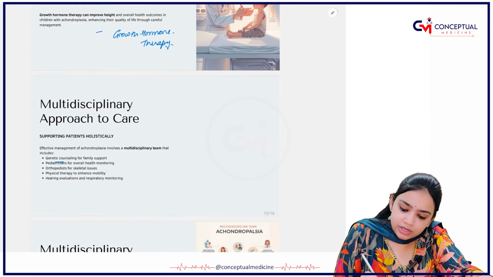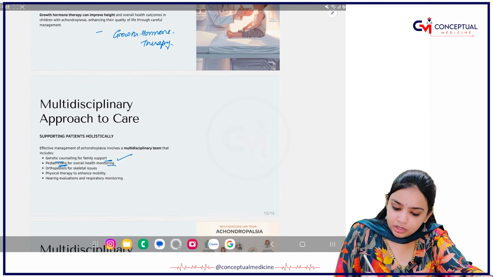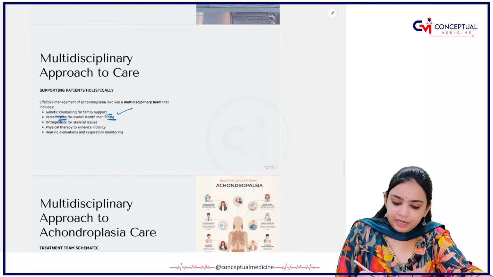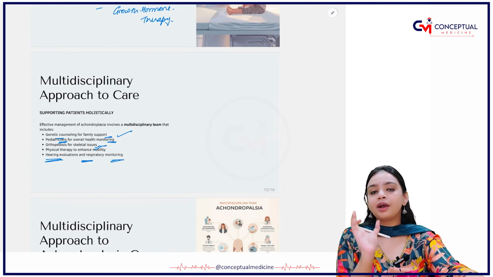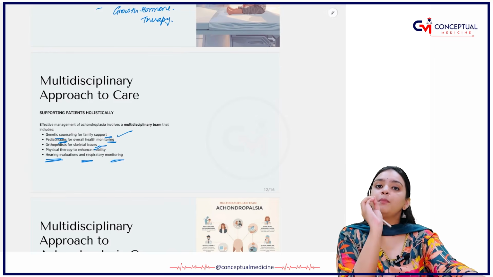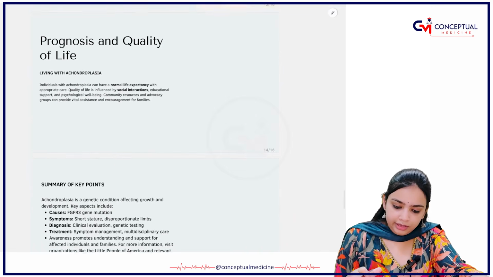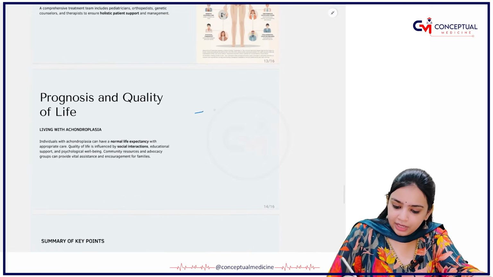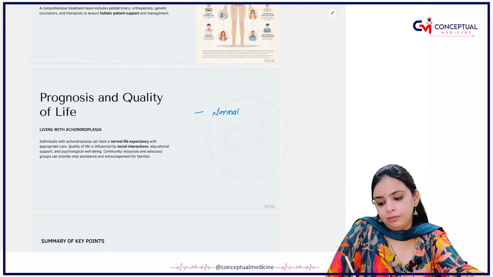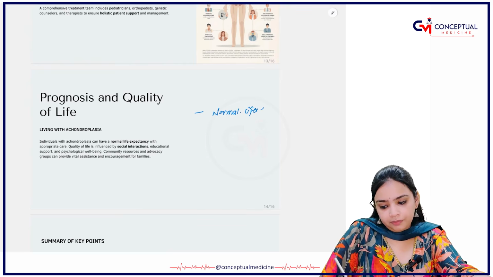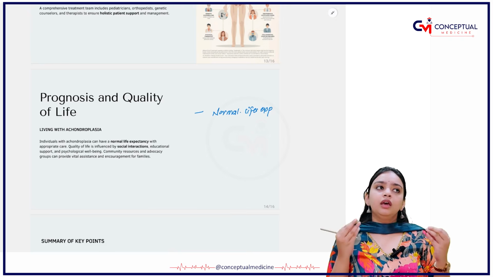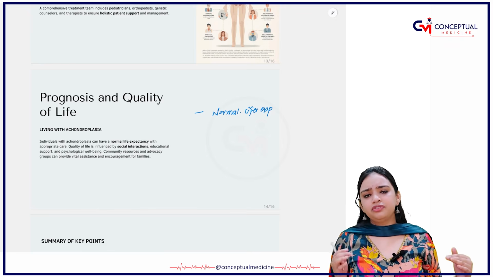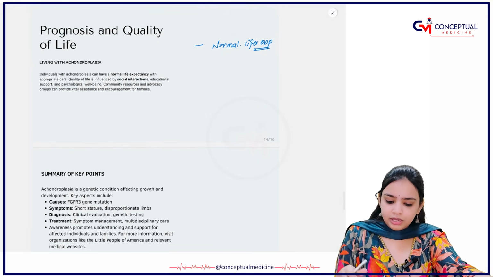So, genetic counseling is for the family support. Then you have a pediatrician for health monitoring, orthopedicians for the skeletal issues, and hearing evaluation and respiratory monitoring should be there. So these are basically a group of members that are required for you to give the person proper treatment. Okay. Next, see, people who have achondroplasia have a normal life expectancy. Okay, it's not like after the person crosses a particular age, the person will die. Mortality is not that high in this kind of disease, right? So the person can live a normal life.